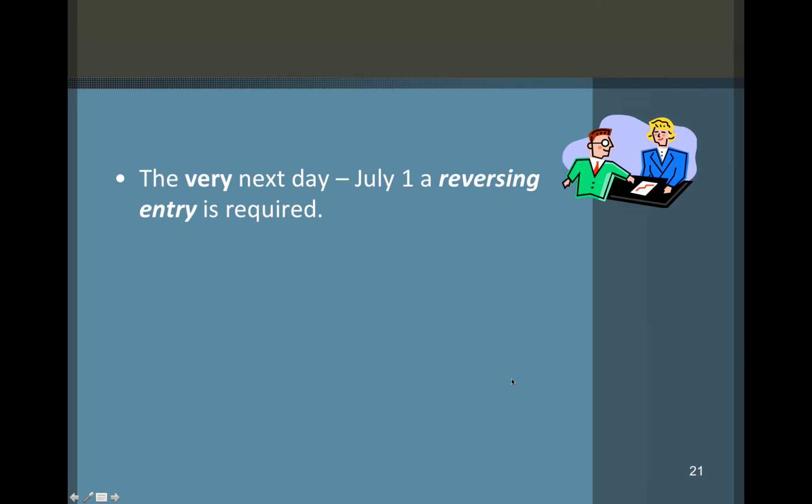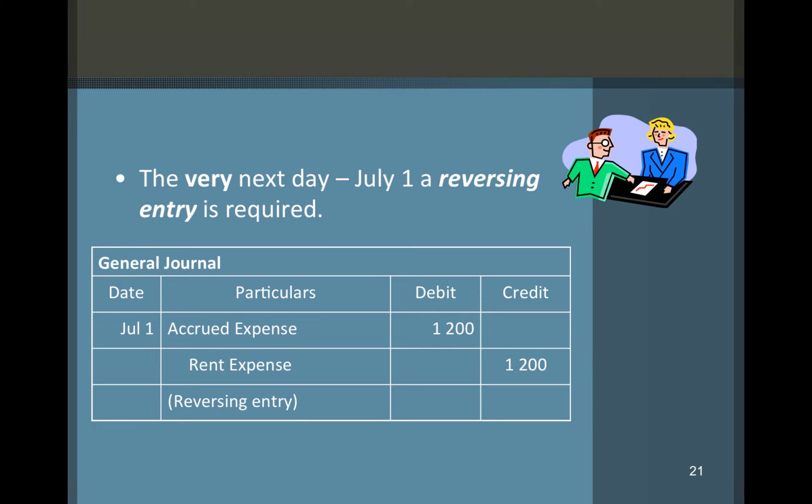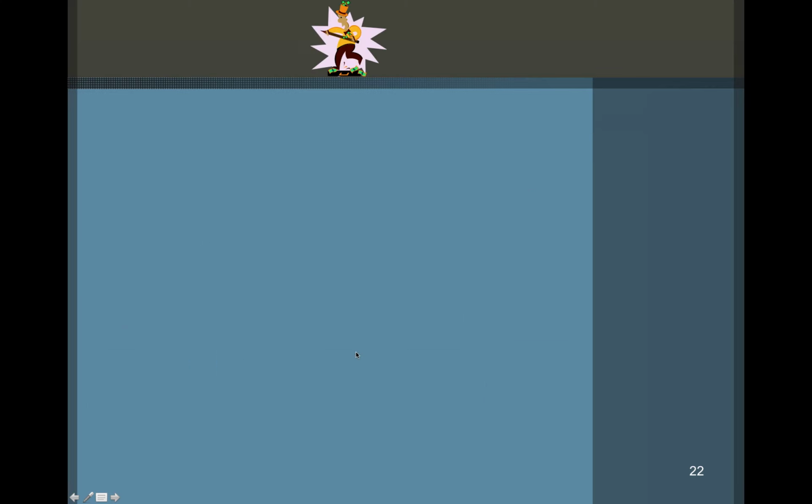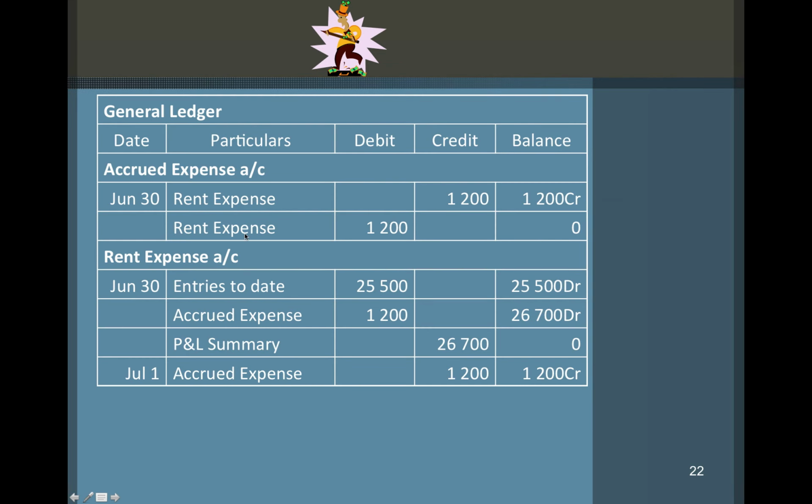Now, same thing happens just like with the prepaid expense. The very next day we need to perform a reversing entry. So where we debited rent to increase it, we are now going to credit it to decrease it. Accrued expense is 1,200 and that needs to be debited because we no longer need that liability because it won't be owing. That 1,200 will not be owing by the business in the next accounting period because we will have paid for it. And here's the effect of the reversing entry.